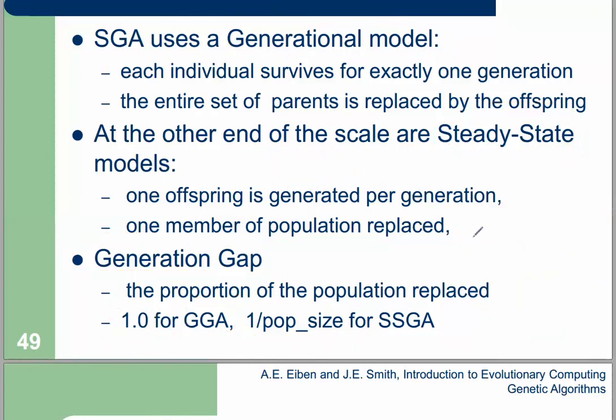In the steady state model, the population changes slightly, very slightly, but in the generational model, the population changes entirely.